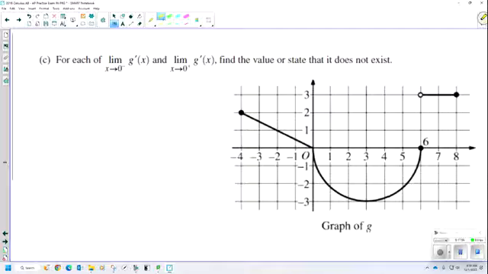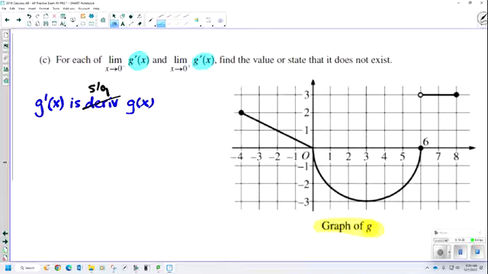This is the graph of g. Look at the bottom here. We're taking the limit of g prime. So let's establish one very common sense thing we should know. g prime is the derivative of g, correct? And we know that the derivative is the same thing as slope. So if I really want to know g prime in this graph, I'm just looking at the slope of g. This is g. I'm just looking at the slope.